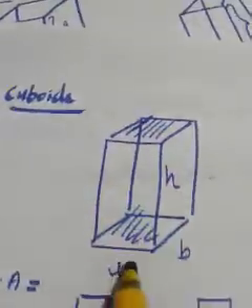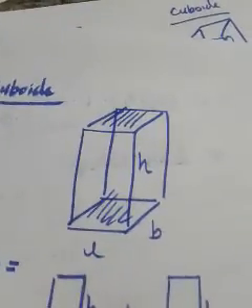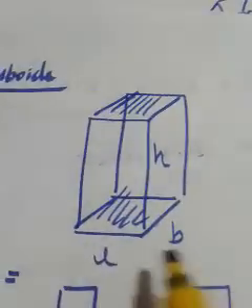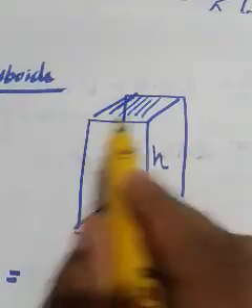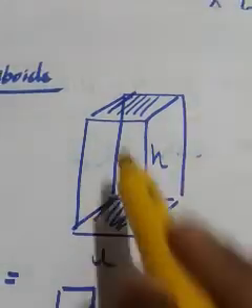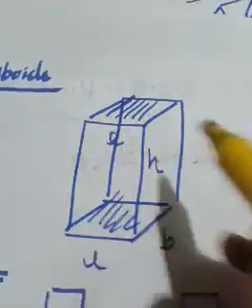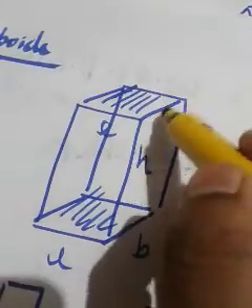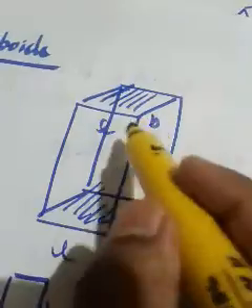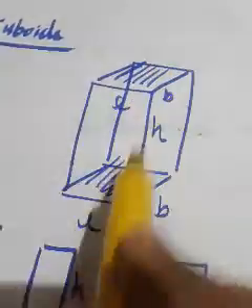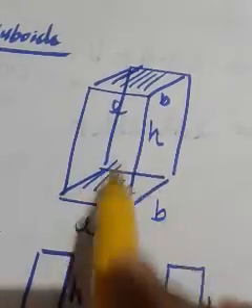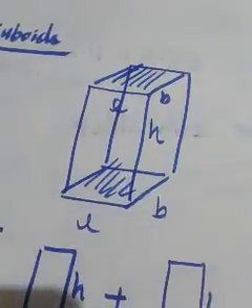Just like that, here also upper and lower are rectangles. Lower is a rectangle with the sides L and B. Upper also is a rectangle. If this is L, this also will be L; if this is B, this also will be B. That means both are congruent rectangles with the sides L and B.